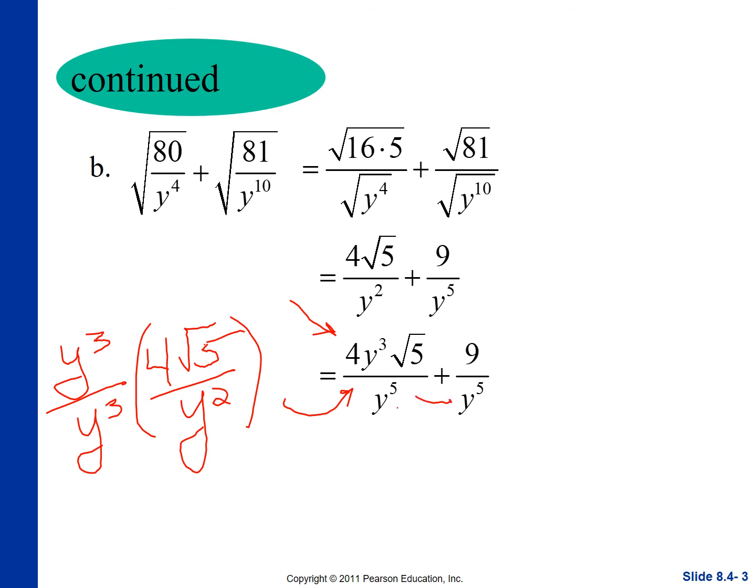Now we have common denominators here and here. So now you can write this as one fraction as 4y cubed square root of 5 plus 9 over y to the 5th.